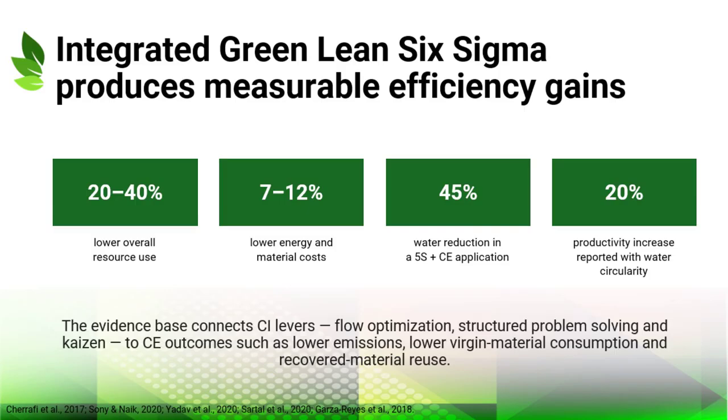However, the numbers should be understood as evidence from specific studies, not universal guarantees. The practical lesson is that structured improvement methods can make circular performance visible and measurable. Use the figures to show why managers should track both environmental and operational indicators.